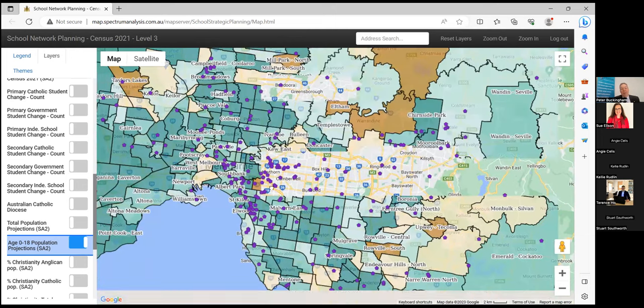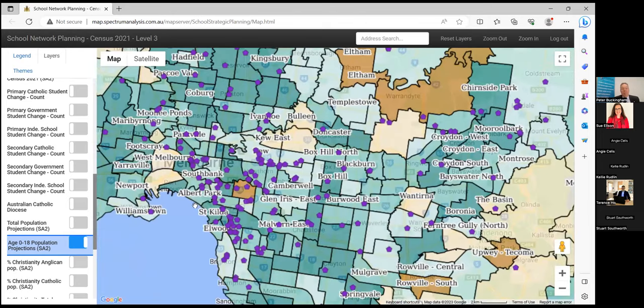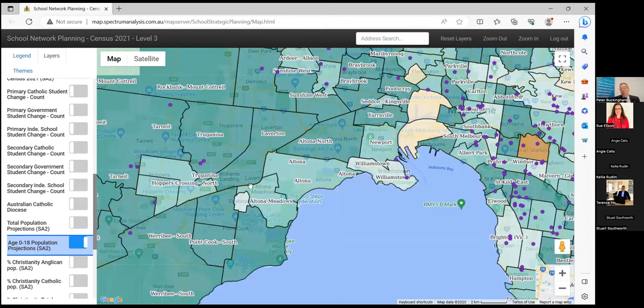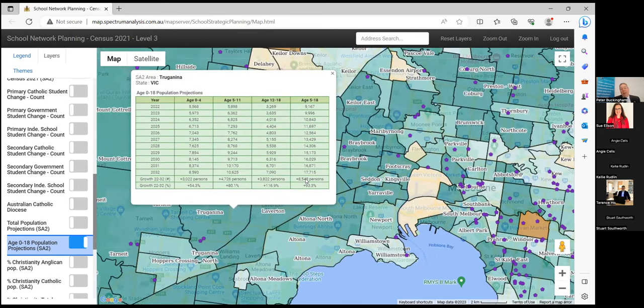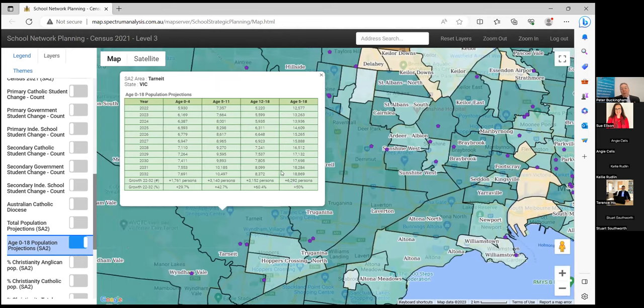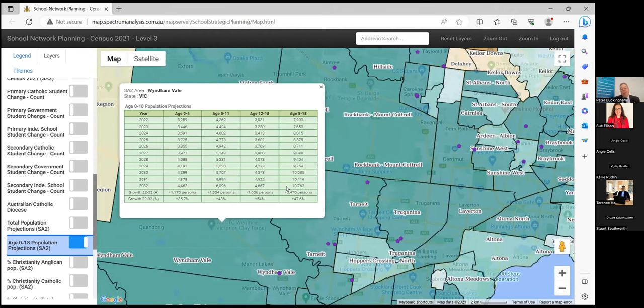Now, in Melbourne, I just want to show you what's happening in a couple of the big growth corridors, and the classic one is the Werribee growth corridor. So if I go into Truganina, it's going to grow about 8,500 children, from 9,000 to 17,000. Sitting beside it is Tarneit, going to grow another 6,200. And then next to it is Wyndham Vale, going to grow another 3,500. So when we add that together, it's roughly 17,000 more children are going to be in this area in 2032 than there are now in 2022.